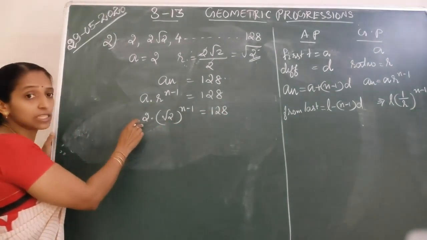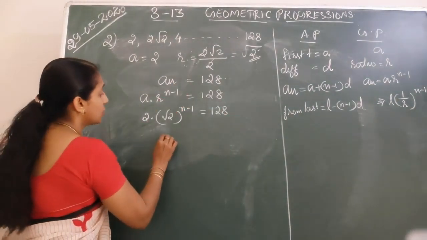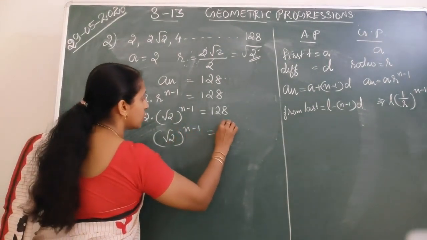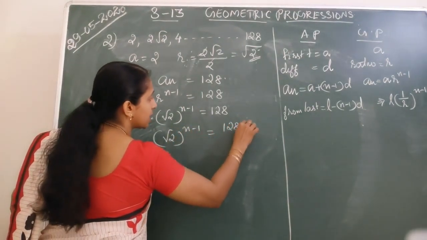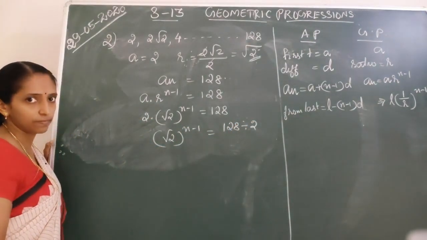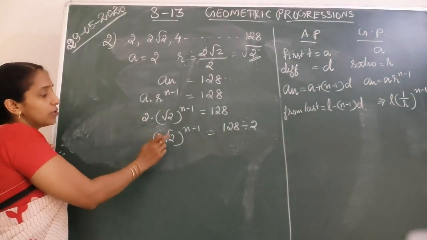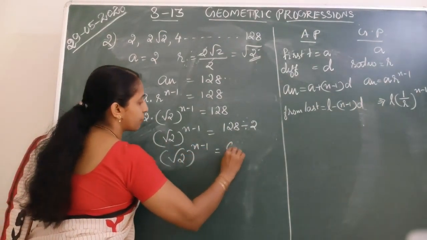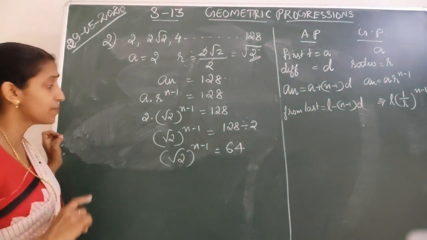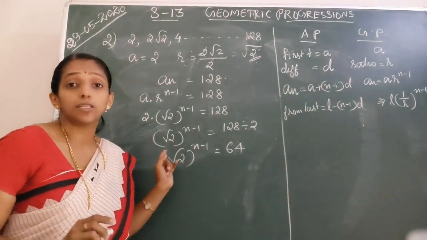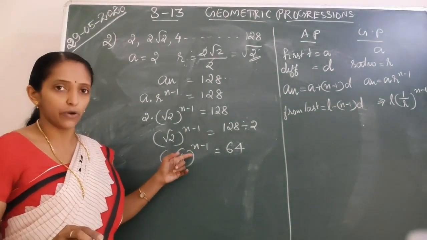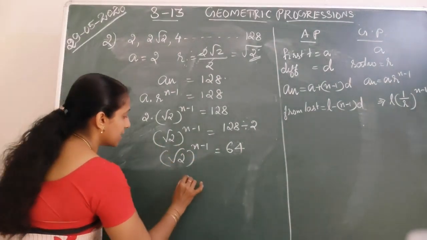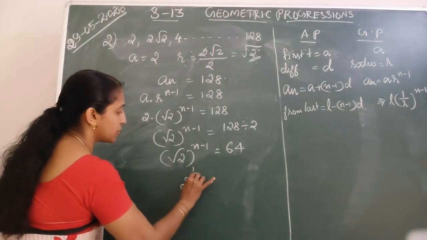If you shift this 2 to the other side, you will get root 2 to the power n minus 1 equal to 128 divided by 2, which is 64. Right? Now what to do? You make both the bases the same because n is unknown, and root 2 you can write as 2 to the power 1 by 2.